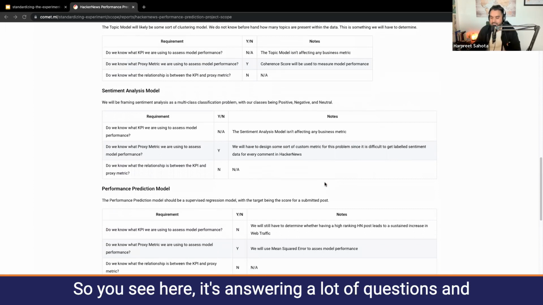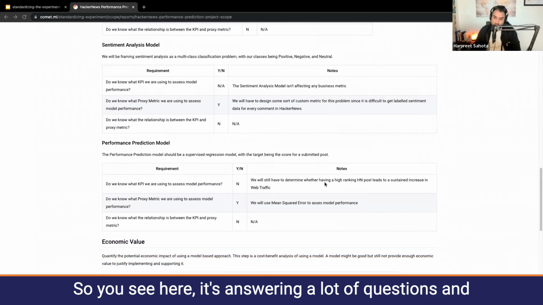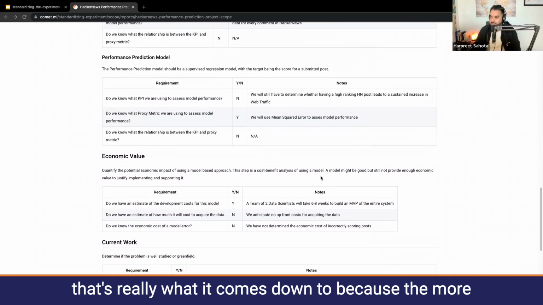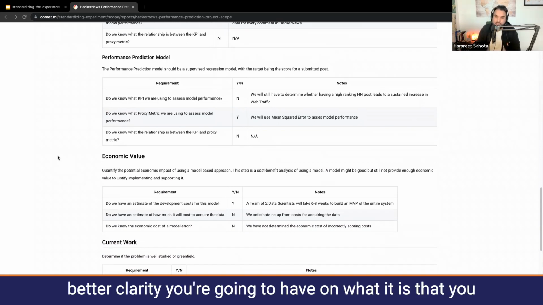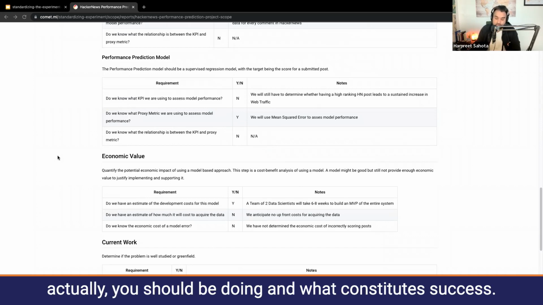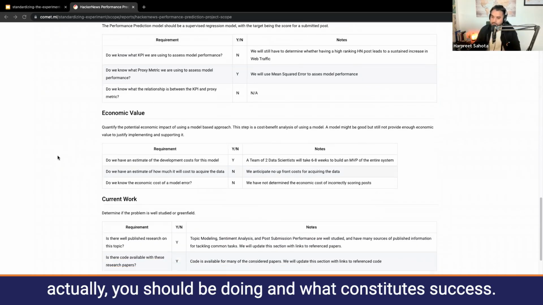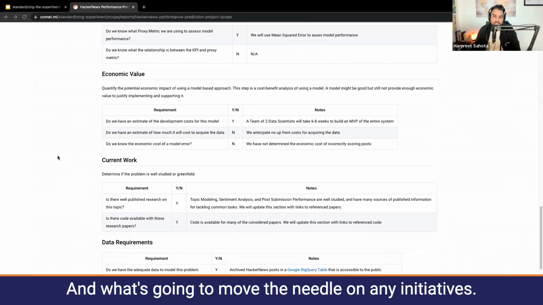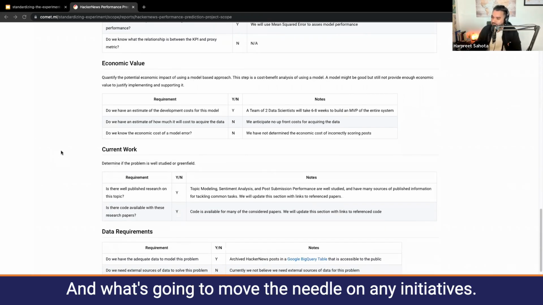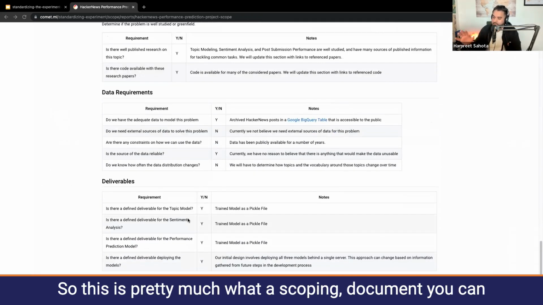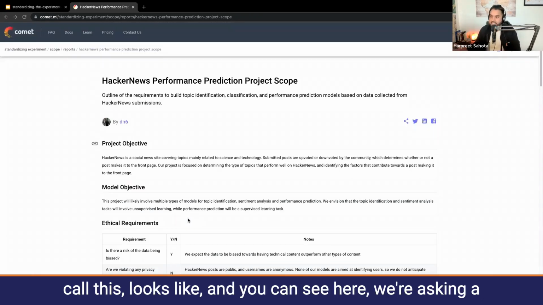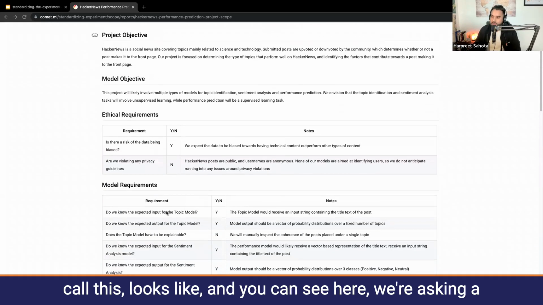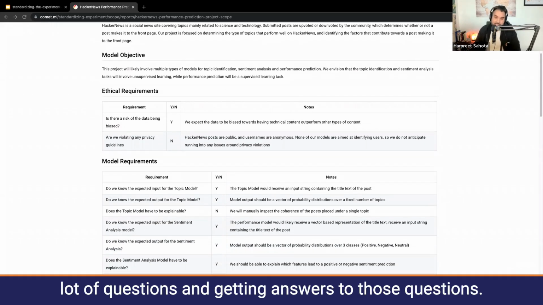So you see here, it's answering a lot of questions. And that's really what it comes down to, because the more questions you ask and the more answers you get, the better clarity you're going to have on what it is that you actually should be doing, what constitutes success, and what's going to move the needle on any initiatives. So this is pretty much what a scoping document, you can call this, looks like. And you can see here, we're asking a lot of questions and getting answers to those questions.